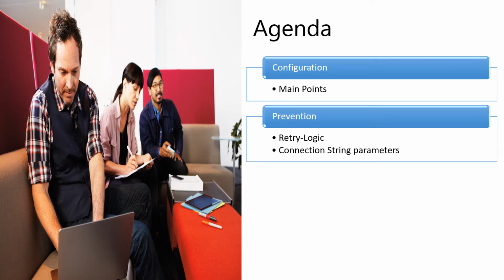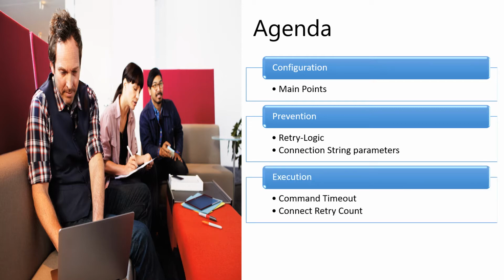The second point will be prevention. Prevention means how our application needs to be configured or developed in order to establish the connection using retry logic or some parameter in the connection string that is very important when you establish the connection against Azure SQL.